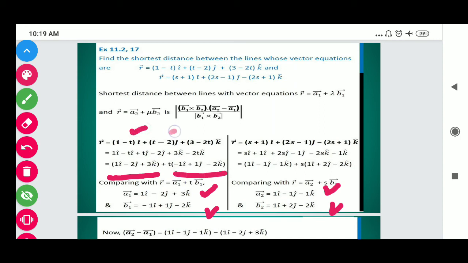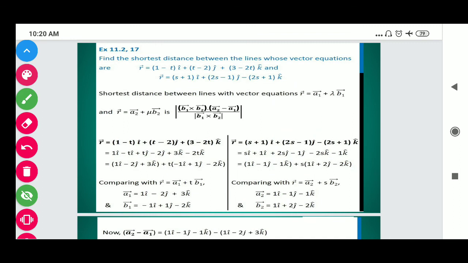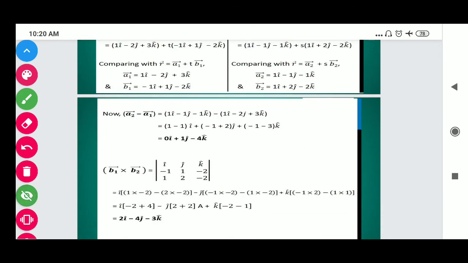because here t is common. Students, in the previous questions we used mu and lambda as the scalar. So here we have t and s in the given equations. So first take t common, and s common in the second line. In this way we get the first one is the a1 vector, and with t we have the b1 vector. In the same way this is the a2 vector, and with s is the b2 vector. So students, first calculate a2 minus a1 by subtracting these two: i minus j minus k minus, in the bracket, i minus 2j plus 3k. We get on solving this 0i plus j minus 4k.